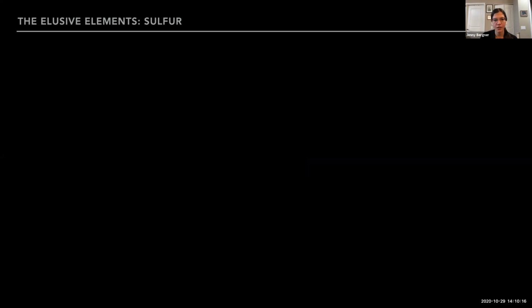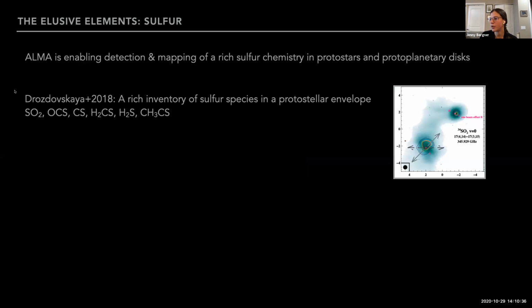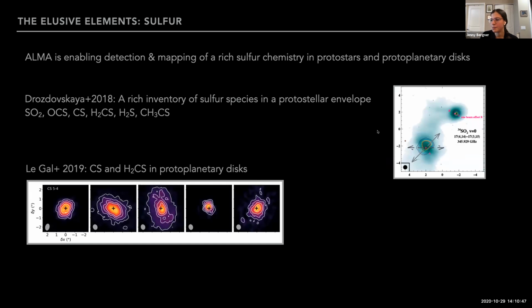Just as a quick overview of what we do know, we're learning more and more about sulfur with higher sensitivity observations. ALMA in particular is again allowing us to detect and map the emission of sulfur-bearing molecules. And we've seen it now in protostars as well as protoplanetary disks. Here's just an example from Maria Drozdovskaya in 2018, showing this diverse array of sulfur species that you can characterize in this protostellar source. And then last year, there was a really nice paper by Romane Le Gal looking at CS and H2CS in protoplanetary disks. And we see this really bright, beautiful emission of these molecules in the disk stage as well.